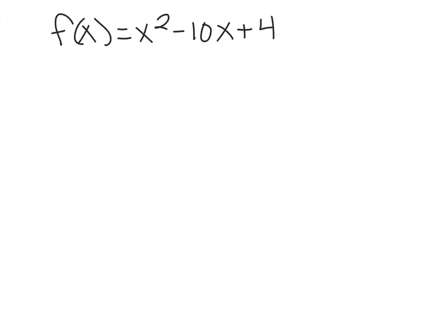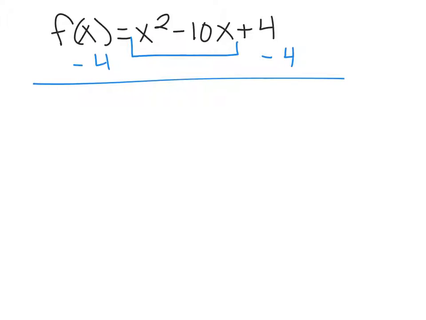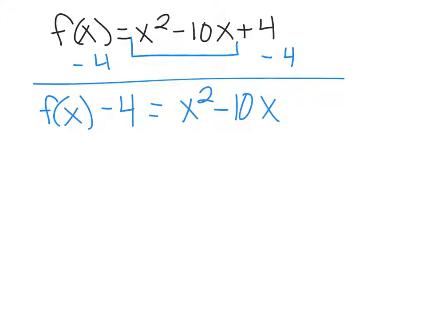To put something into standard form, we're going to focus on this piece right here. So what I'm going to do is subtract 4 and not worry about that right now. So f of x minus 4 equals x squared minus 10x. So what we're going to do is complete the square.